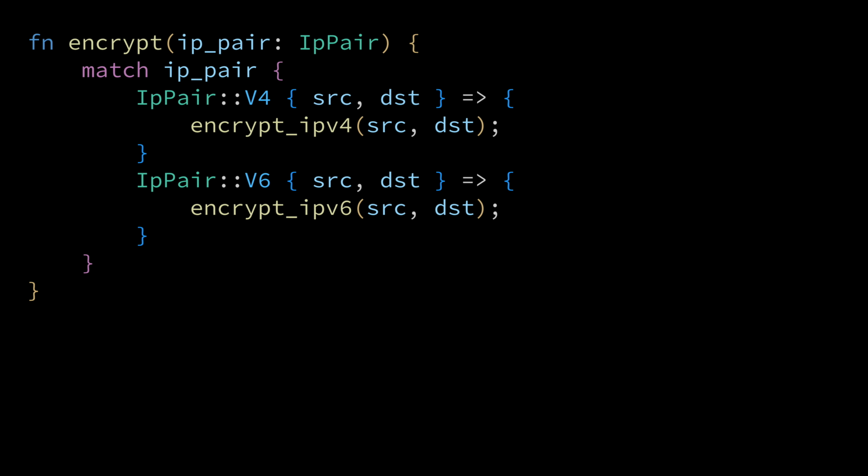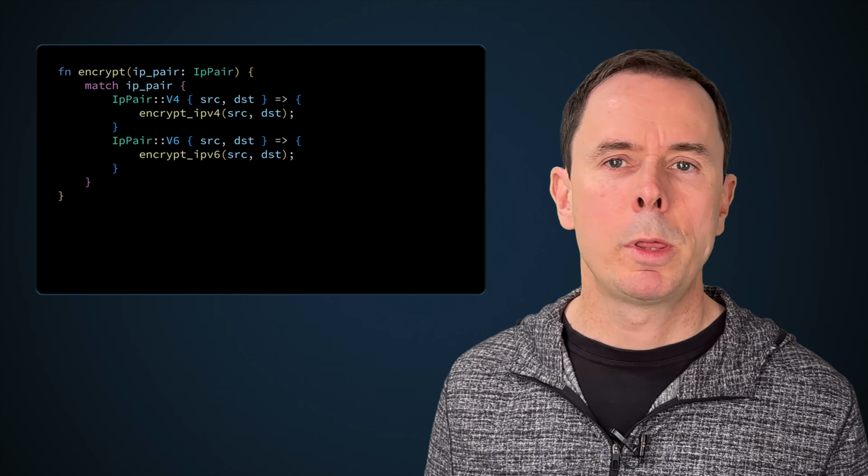Now the encrypt function takes this IP pair type. We match on it, we get the source and destination addresses, and we call the appropriate function. This is exhaustive, there are no invalid states left over. This change in design eliminated a code path with a potential panic, so that's one less thing to worry about.